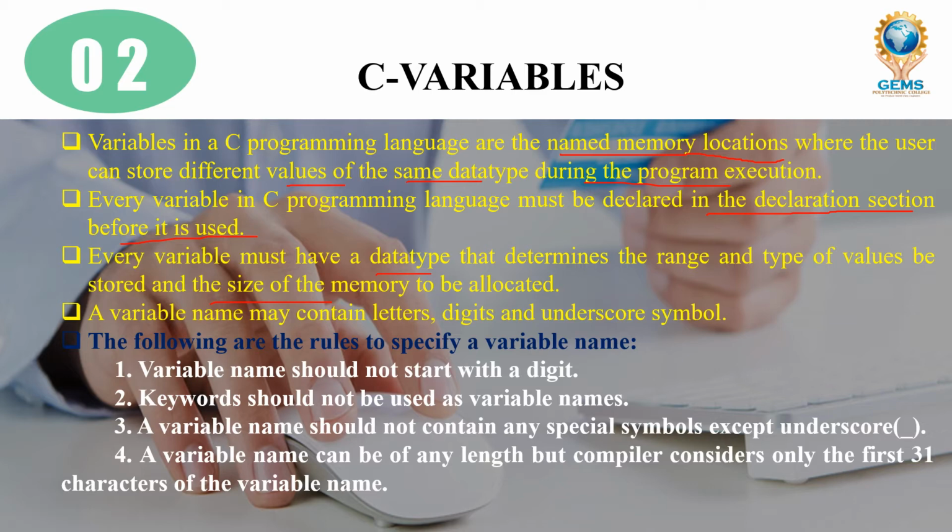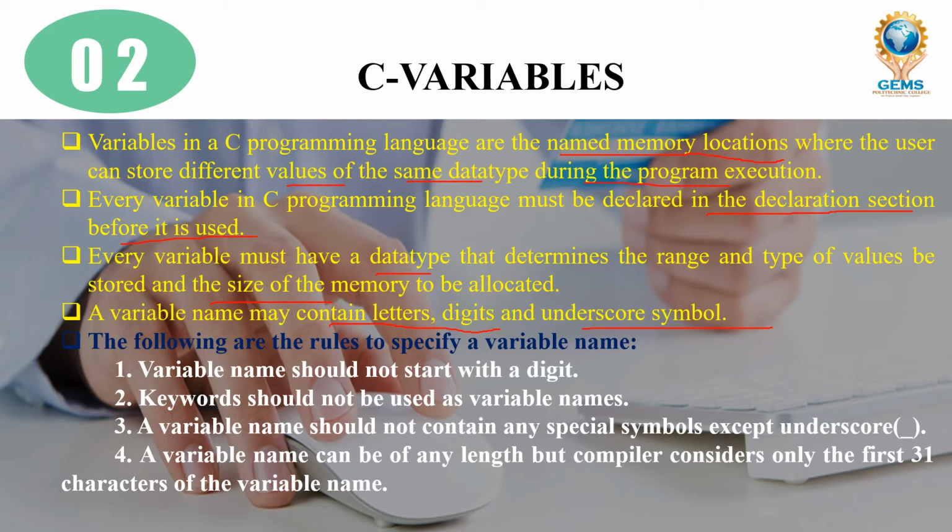Okay. So a variable name may contain letters, digits and the underscore symbol. So these are the things. So underscore is the only symbol that is possible. Apart from this symbol, no other symbol is accepted in a variable name. So we are going to see some special rules to specify a variable name.